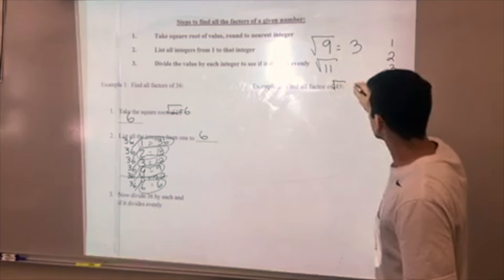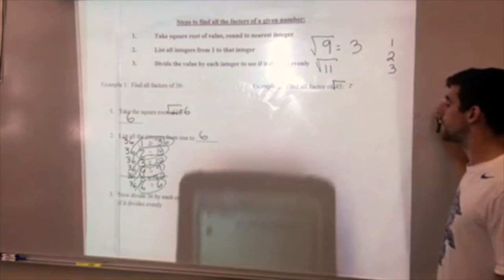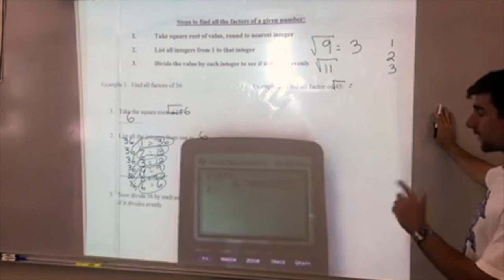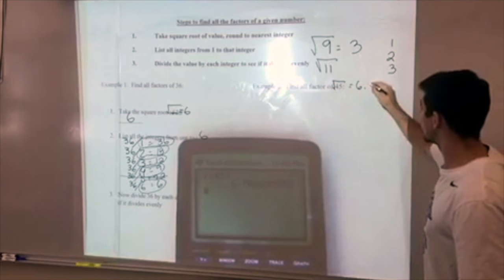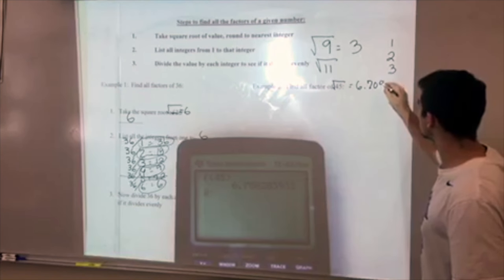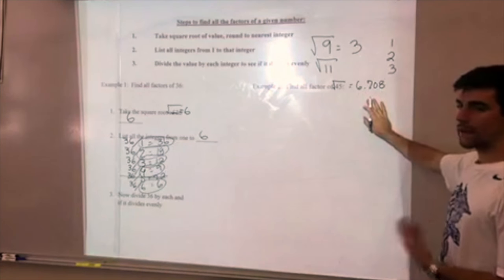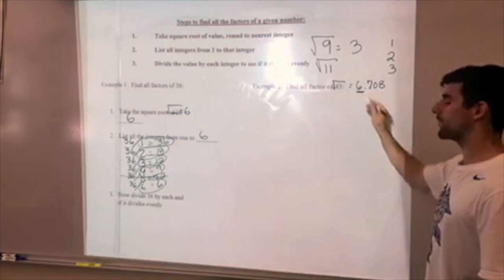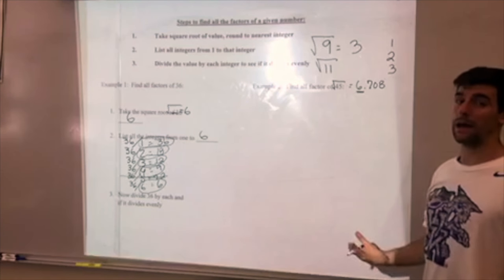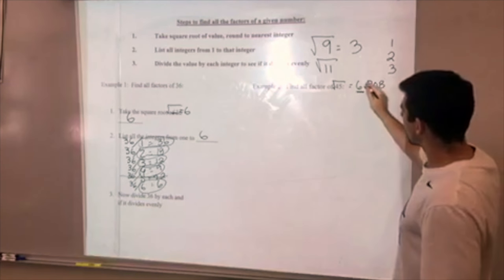Square root of 45. We get, I'm going to say 6.08. Sorry, 6.708. This is really important because right here, we need to round to the nearest whole number, because that makes sure that we check all the values that could possibly be factors.